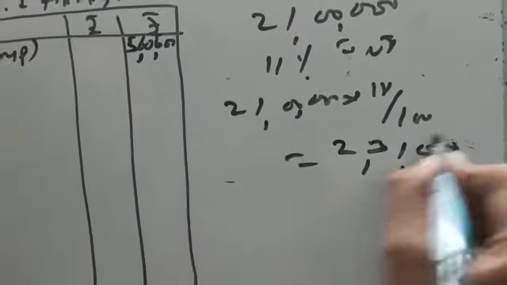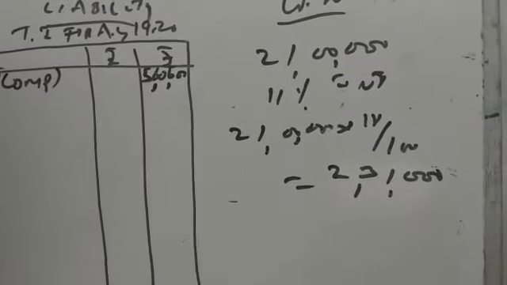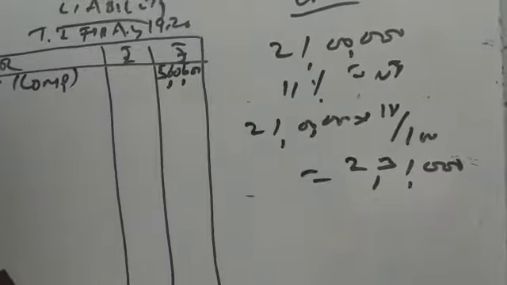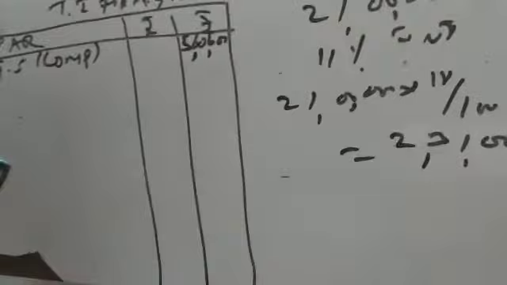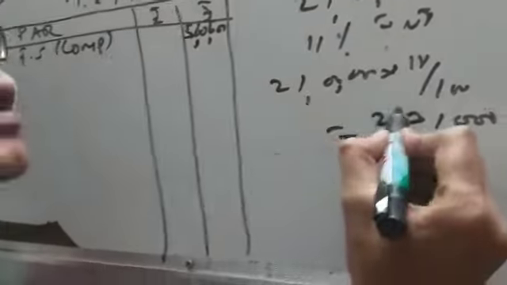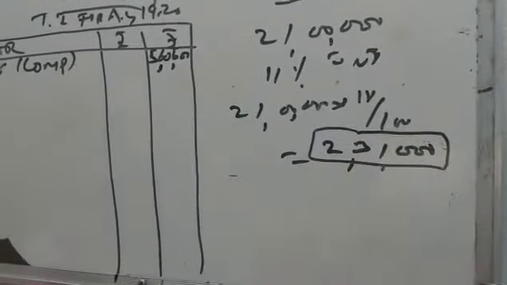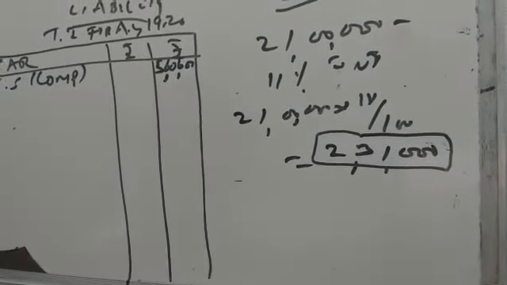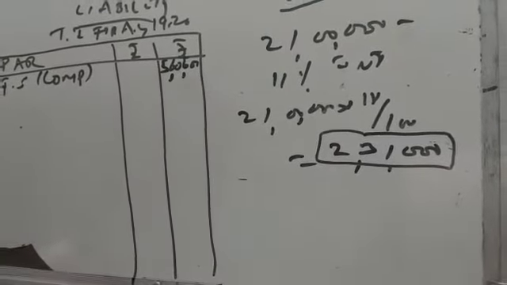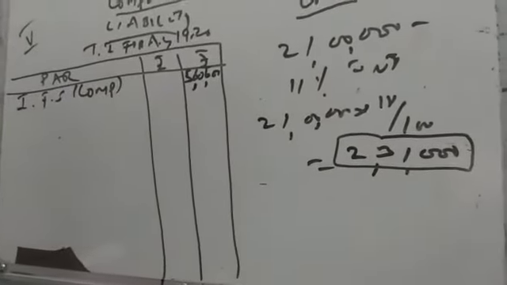2,31,000. While calculating income from house property, you can deduct this interest under section 24, interest on home loan. We got the interest, you are paying 2,31,000 on 21 lakhs. This is the total purchase price of the house, and he has taken a loan from the bank, paying 11% interest.